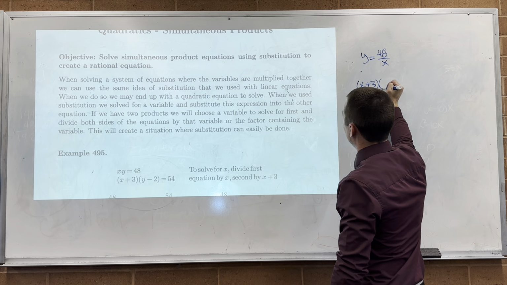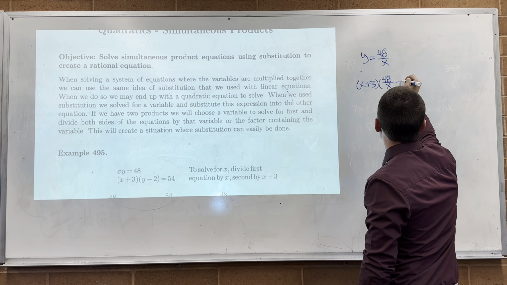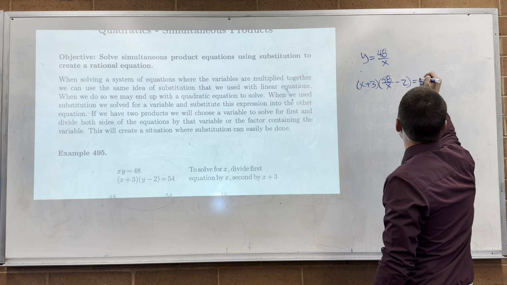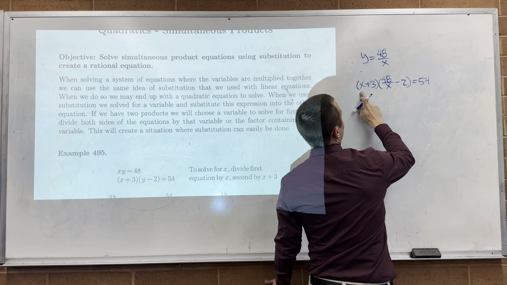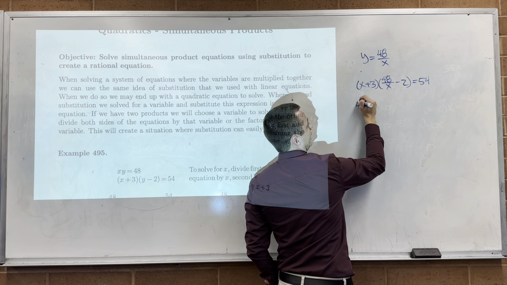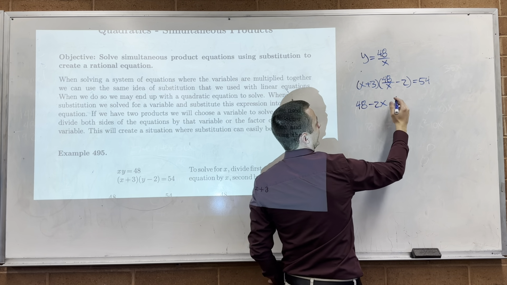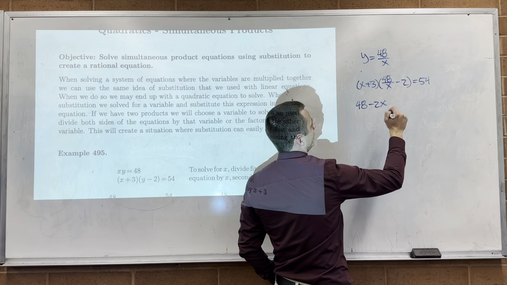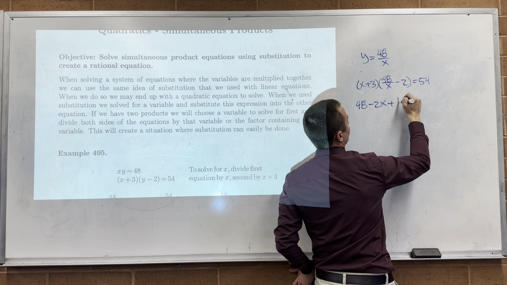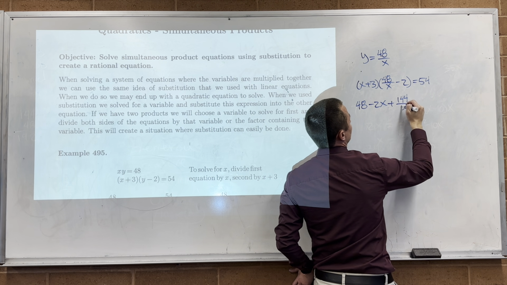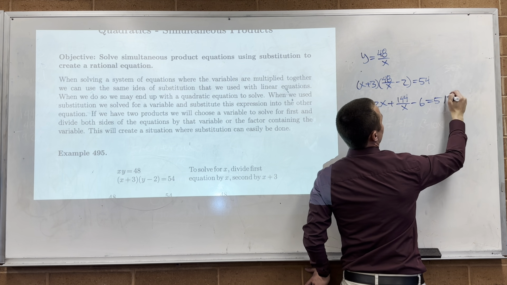So I know that x plus 3 times y minus 2 is equal to 54. Now, multiply it all out and go from there. So x times 48 over x just gives me the 48 because the x's cancel out. X times negative 2 gives me minus 2x. 3 times 48 over x is equal to, what's 48 times 3? 144. So plus 144 over x. So that's multiplying 3 by that. And then 3 times negative 2 is minus 6 is equal to 54.